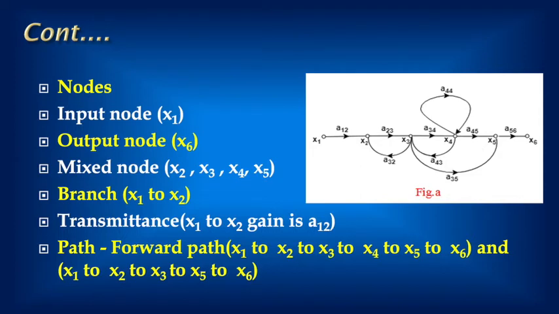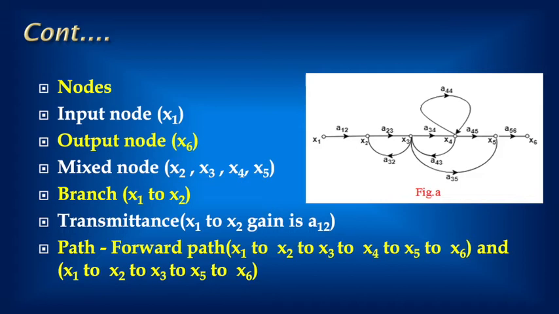Branch: it is the link between two nodes, say x1 and x2. This is a branch. Transmittance: transmittance is the gain between nodes. Such gains are expressed in terms of transfer function. From x1 to x2, this gain is a12. Path: it is a traversal from one node to another in the direction of the branch arrows, such that no node is traversed more than once.